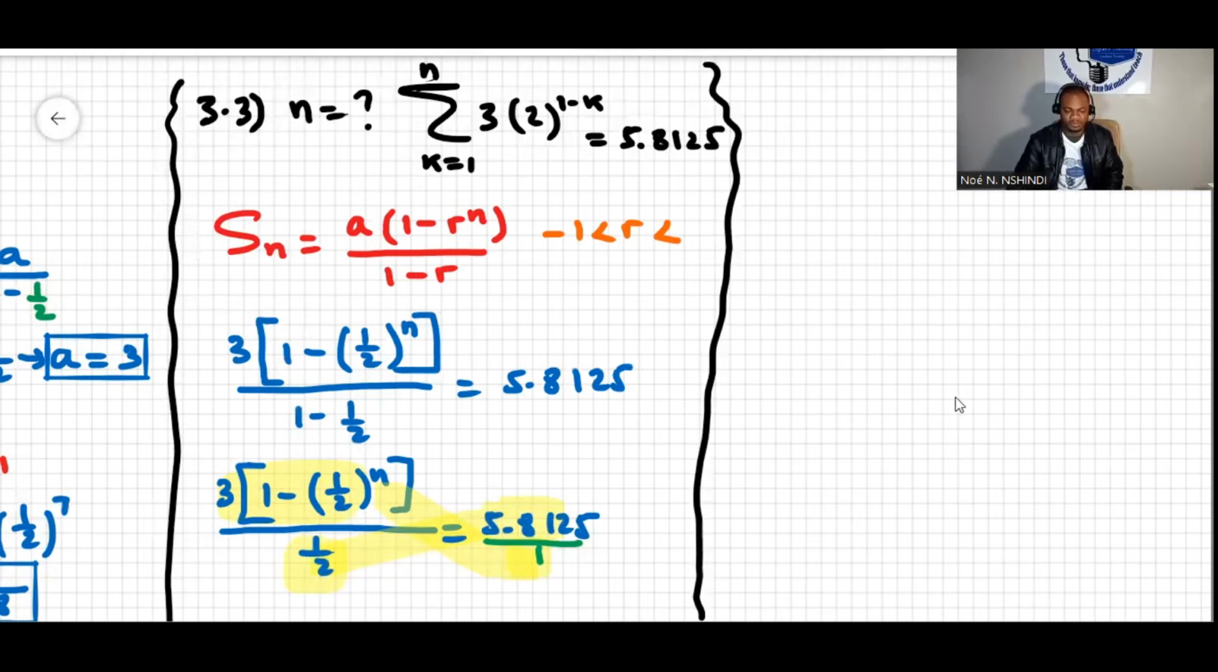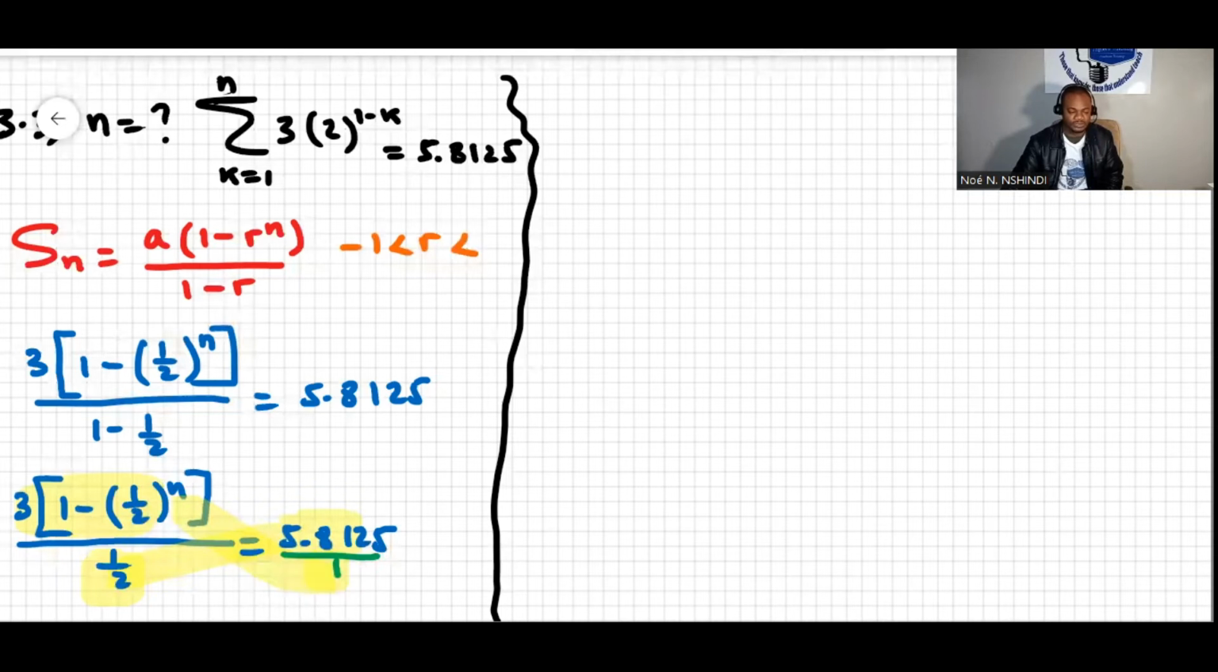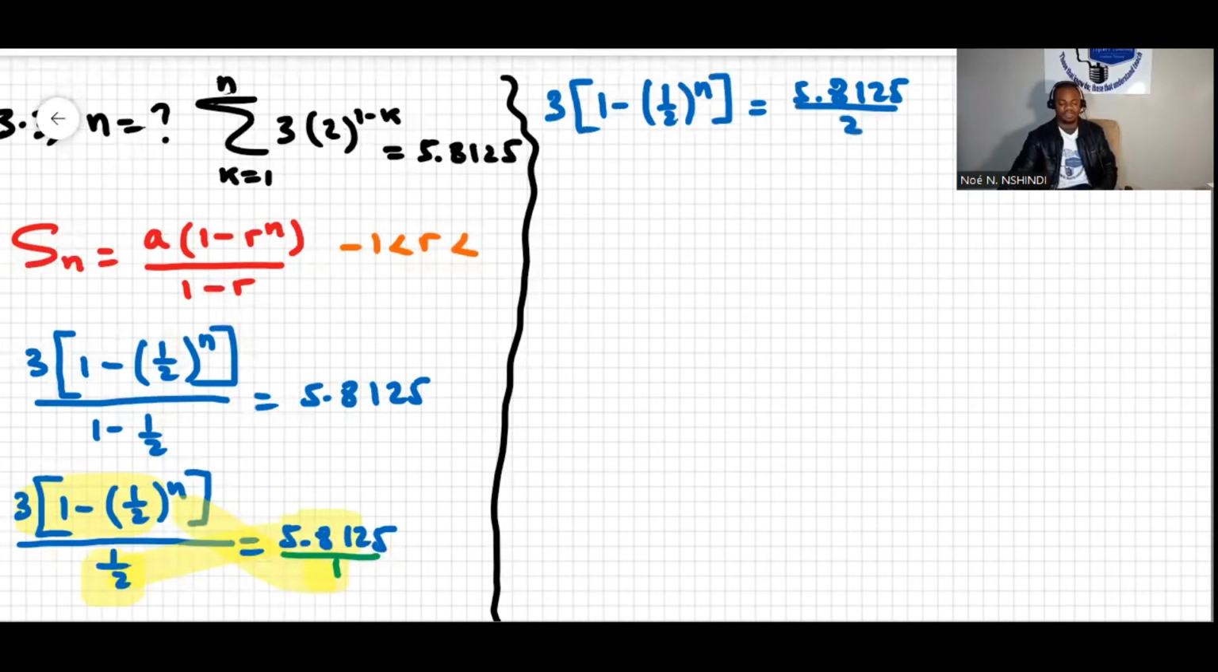Let me split my board like this. Then this would be 3 square brackets open, 1 minus a half to the power of n, close square brackets, equal to 5.8125 over 2. When I times by half, it's just over 2. Then I can also divide by this number 3 here. If I divide by 3, meaning I times by 3 at the denominator, it's the same thing. So this will be 1 minus a half to the power of n equal to this number.